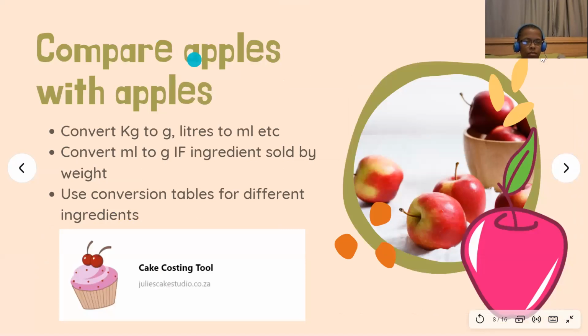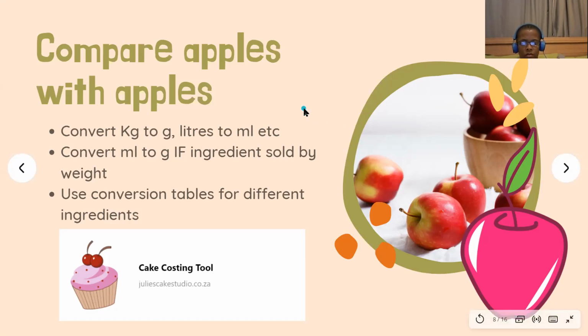Right. Then here's my apples with apples. You can see my apples over there. So the first thing you need to do is convert kilograms to grams, liters to milliliters, etc. If you buy your oil in a 2-liter container and the recipe calls for 150 milliliters, it's quite easy. There's 1,000 milliliters in a liter. There's 1,000 grams in a kilogram, all of those are quite simple to work out. And if you just type it into Google, say how many milliliters in a liter or whatever, it will convert for you. So if you're struggling, just go to Google and type it in there.